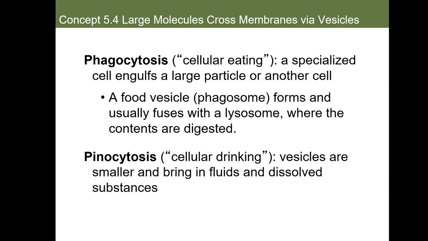Phagocytosis, or cellular eating, is when a specialized cell engulfs a large particle or another cell. A food vesicle, phagosome, forms and usually fuses with a lysosome where the contents are digested. Pinocytosis, or cellular drinking, vesicles are smaller and bring in fluids and dissolved substances. So phagocytosis is kind of like an amoeba eating. It's got this large particle that it takes in.